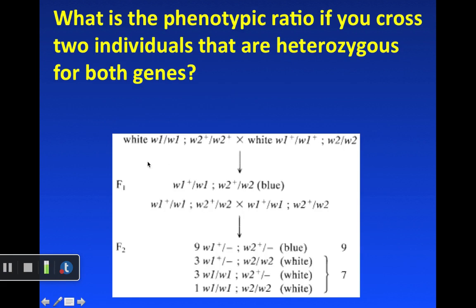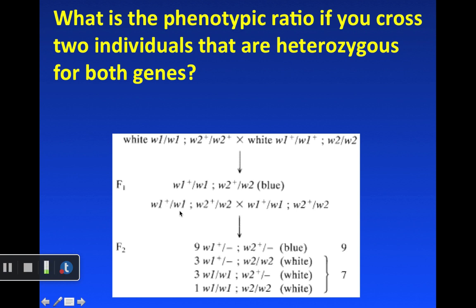So if you do a dihybrid cross of two individuals that are heterozygous for both of the alleles for those two different enzymes, and again, you can use whatever letters make sense to you. Your book uses W1 for the enzyme 1 allele, W2 for the enzyme 2 allele. So again, we're going to jump right at this line right here. We're crossing two individuals, again heterozygous for both of those two different genes.